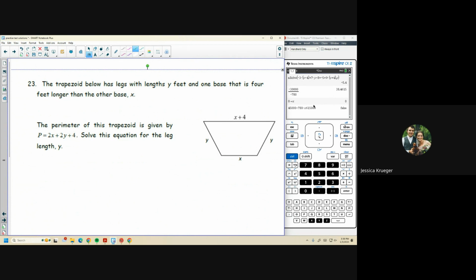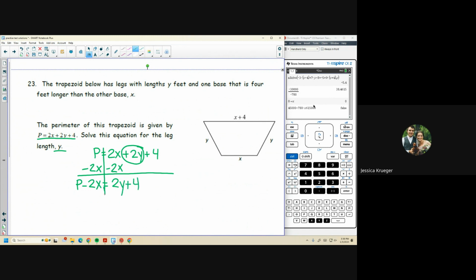23. The trapezoid below has legs with lengths of y feet and one base that is 4 feet longer than the other base, x. The perimeter is given by this formula right here. Solve for y. So I've got P equals 2x plus 2y plus 4. I want to get my term with y by itself. So the first thing I'm going to move, just because it's the first thing in my equation, is going to be the 2x. So I'm going to subtract it. P minus 2x, those are not like terms, so I can't combine them. So I just have to leave it this way.